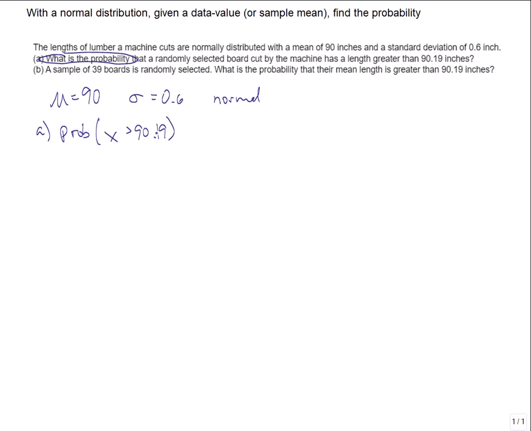And now we get to draw a picture. What's the picture of this situation? It's a normal distribution, so 0 is in the middle for Z. And then for X values, the mean is 90, and the value of interest is 90.19. They're asking about the probability greater than, and probability greater than is the area to the right. So that is the setup of the given information.